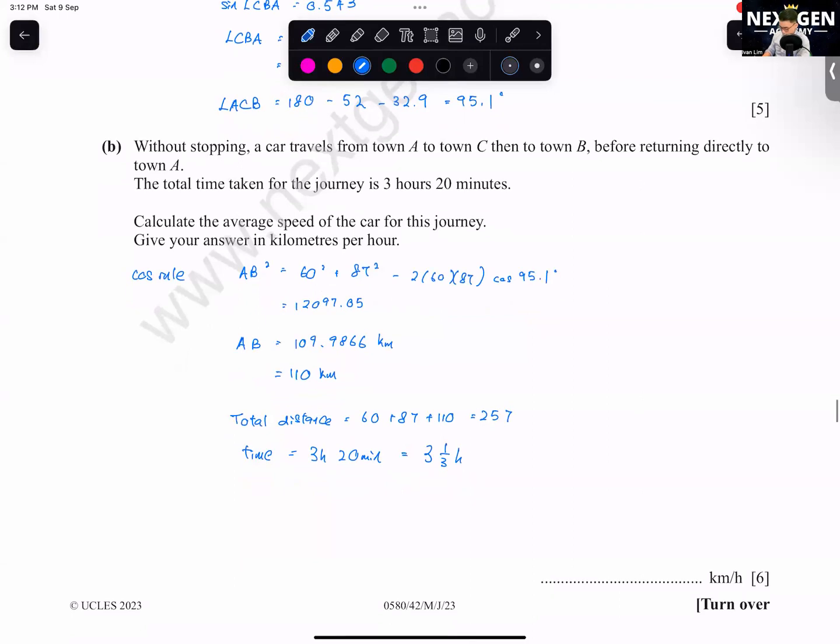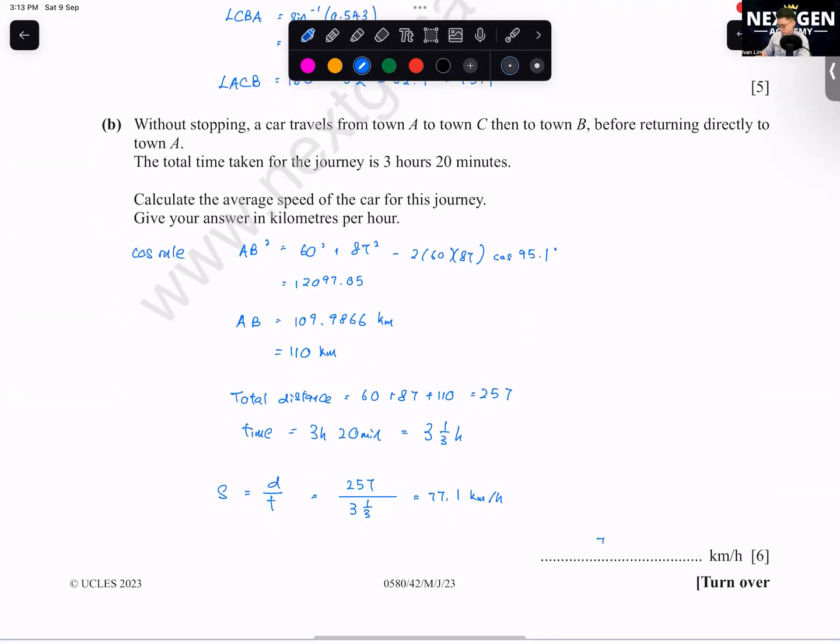Then we will take speed equals distance over time. Distance is 257, then this is 3 and 1 over 3. Type this in a calculator. You get 77.1 kilometers per hour. Okay, 77.1 km per hour.